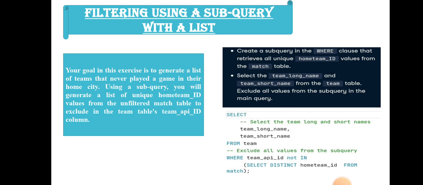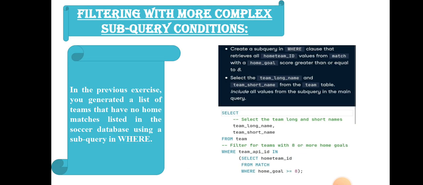So select the team long and short names. Select team long name, team short name from team where team API ID not in select distinct home team ID from match.